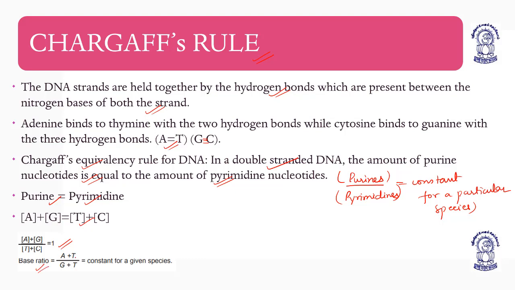Base ratio A plus T upon G plus C is constant for a given species. Sorry, the base ratio is, as we know, A plus G upon T plus C, always remains constant. So the base ratio says A plus G upon T plus C always remains constant for a particular species.